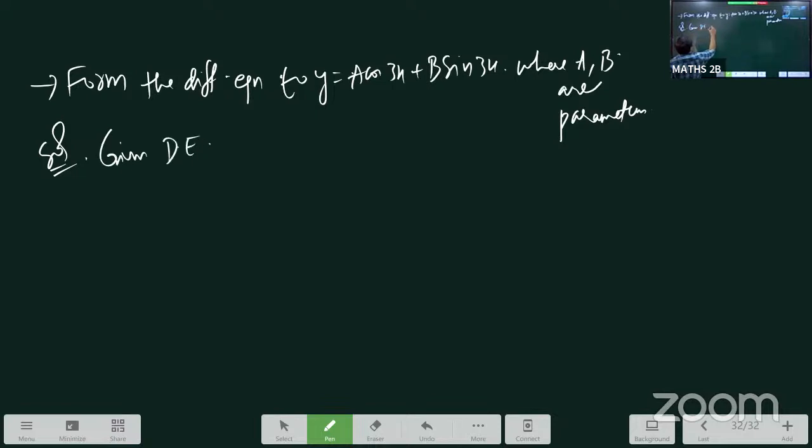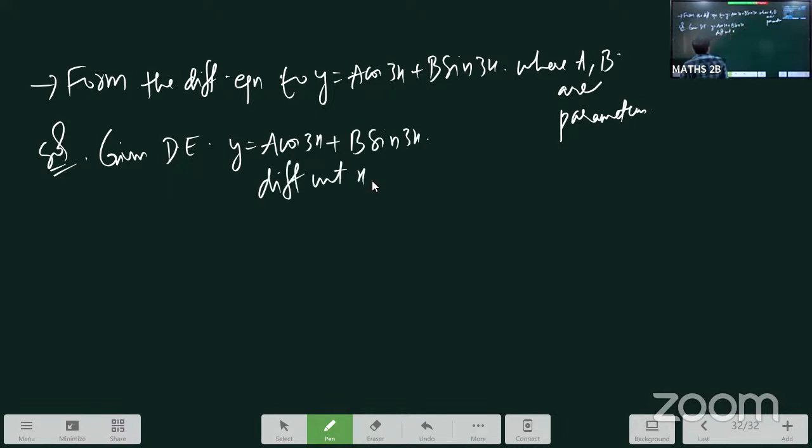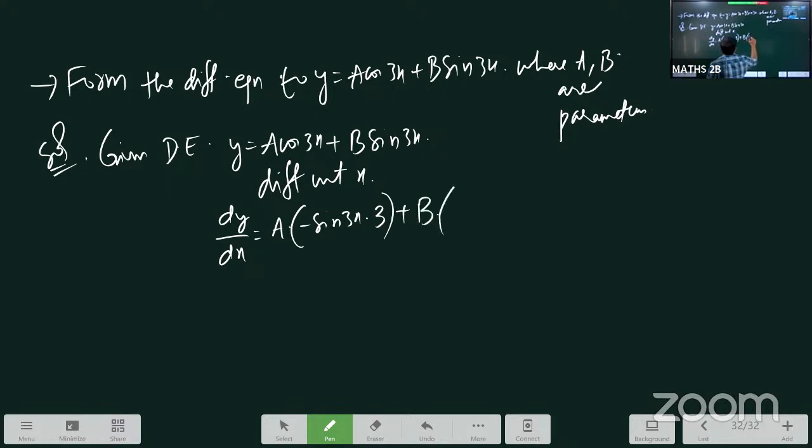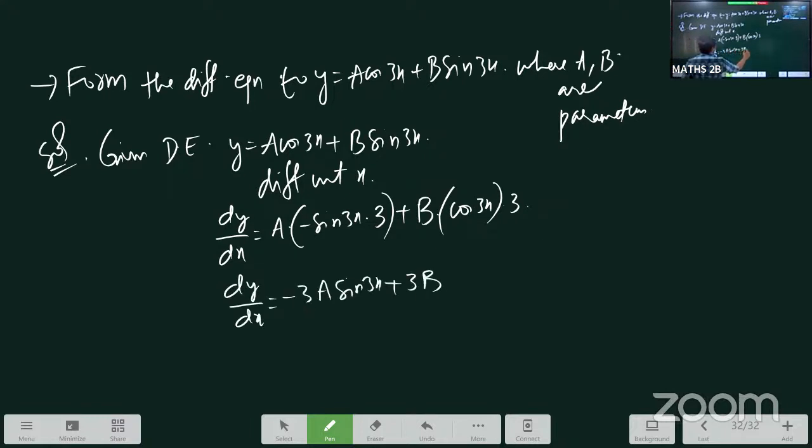So given y is equal to A cos 3x plus B sin 3x. Differentiate with respect to x. y derivative is dy by dx. A as it is, cos 3x derivative is minus sin 3x into 3, plus B as it is, sin 3x derivative is cos 3x into, again 3x derivative is 3. So one time derivative has been done. That is minus 3A sin 3x plus 3B cos 3x.